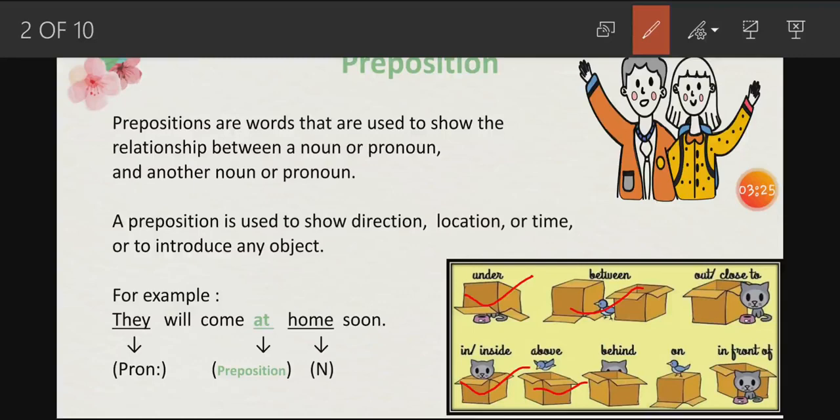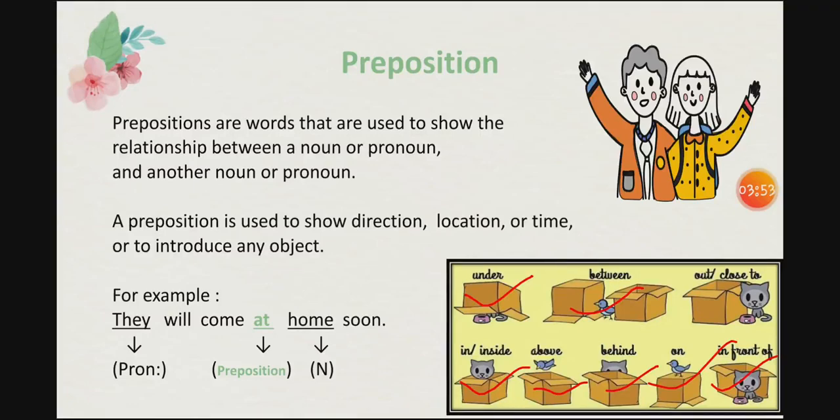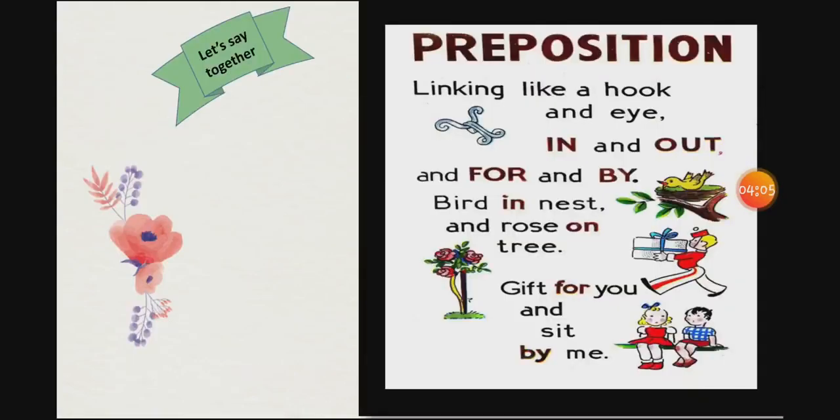Now look at here. Above. Why above? Because the bird is flying over this box, that's why. Behind, the cat is behind the box. It means in front of it there is a box. The bird is on the box. It means it is sitting on the box. In front of, the cat is in front of the box. Those are all prepositions: under, between, out, close, in, inside, above, over, across.